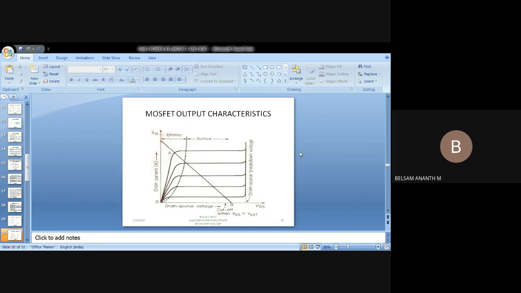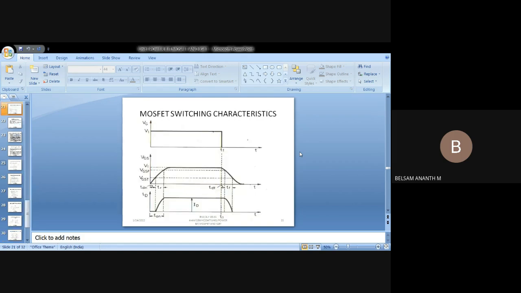So output characteristics, there are three components. Please remember in your mind. Don't forget. And this may be the switching characteristics. The first graph will tell you about the instant turn on, the rise time up to T1. What is my steady state voltage? Then the second one, there is a kind of slope between my gate source voltage and my drain source voltage.